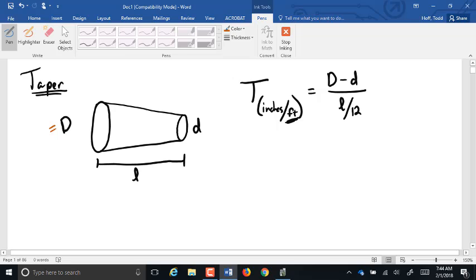So let's say our big diameter is 1 7/8 inches. Our little diameter is 3/4 of an inch, and L is 9 inches. Our taper is big D, 1 7/8, minus little d of 3/4 over 9 divided by 12, or 9/12.